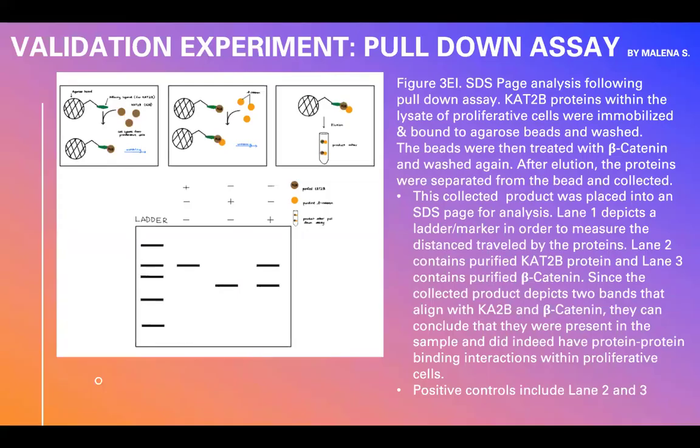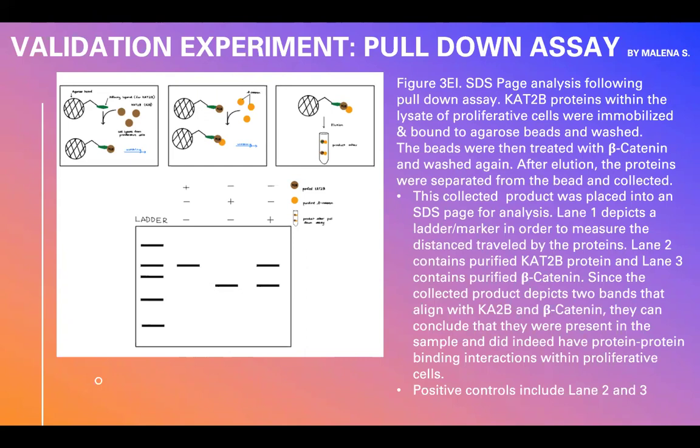Our validation experiment is known as a pull-down assay. This is an appropriate method since it assesses protein-protein interaction, similar to the IP immunoblotting analysis. In this case, a protein of interest, such as CAT2B, is immobilized and bound to an agarose bead. This bead is then treated with a cell lysate containing all proteins from the cell, including beta-catenin. It is then washed. This removes all proteins that did not bind.